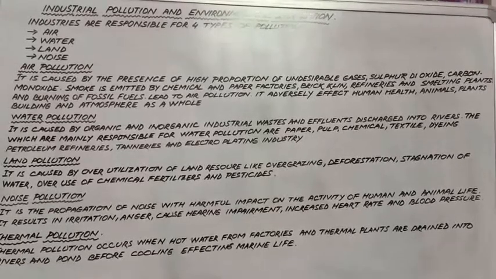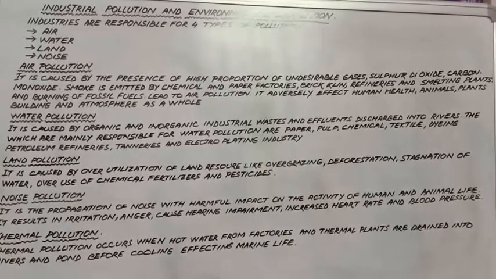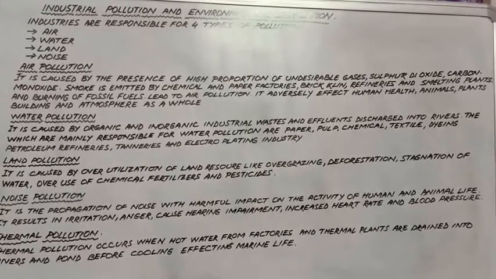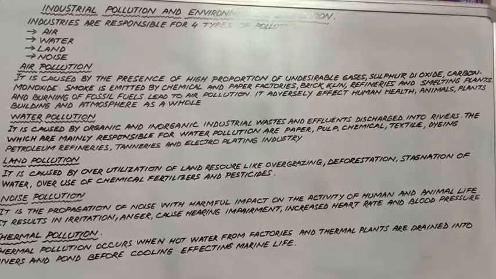Now we will be discussing industrial pollution and environmental degradation. I think you can understand the terms. Industrial pollution means the pollution created by industries, and environmental degradation means ecological disbalance. Now, these two things are interrelated.